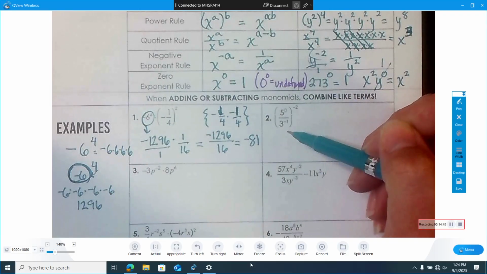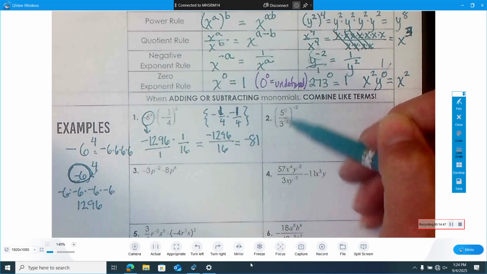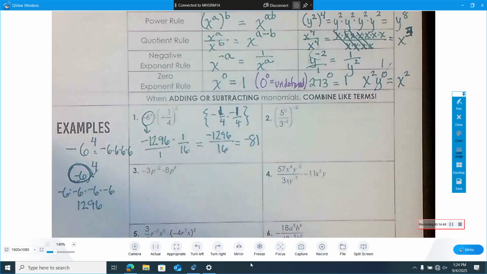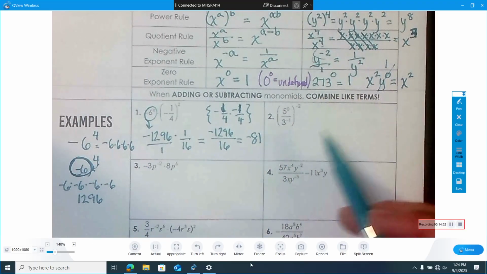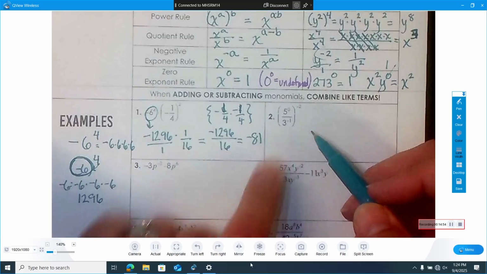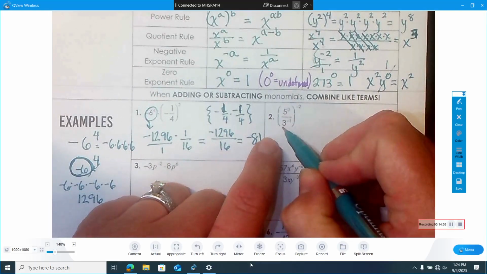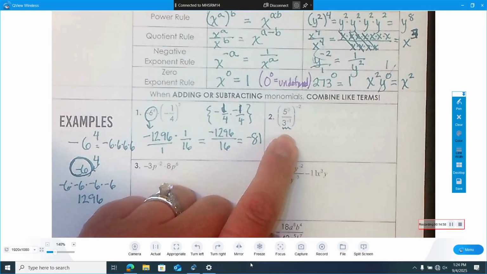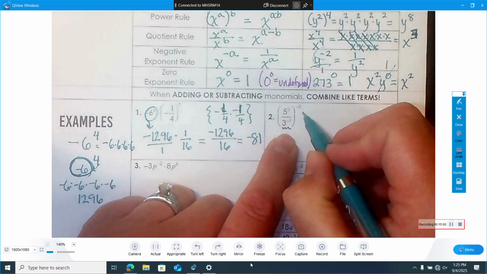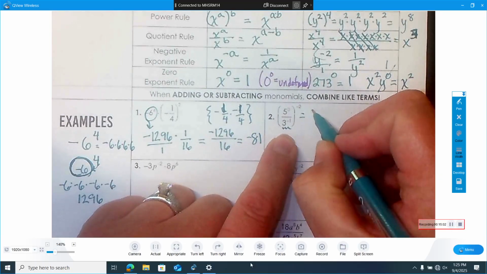5 to the 0 over, oh, so these don't have the same base. I was thinking I could do the quotient rule, but that won't work. Oh, we could flip it around. Okay, I see a negative exponent here. This is one thing we could do.